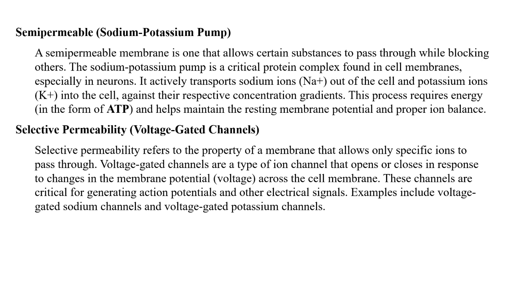Then what is selective permeability? Selective permeability refers to the property of a membrane that allows only specific ions to pass through. Voltage gated channels are a type of ion channel that opens or closes in response to changes in the membrane potential, or voltage, across the cell membrane. These channels are critical for generating action potential and other signals.